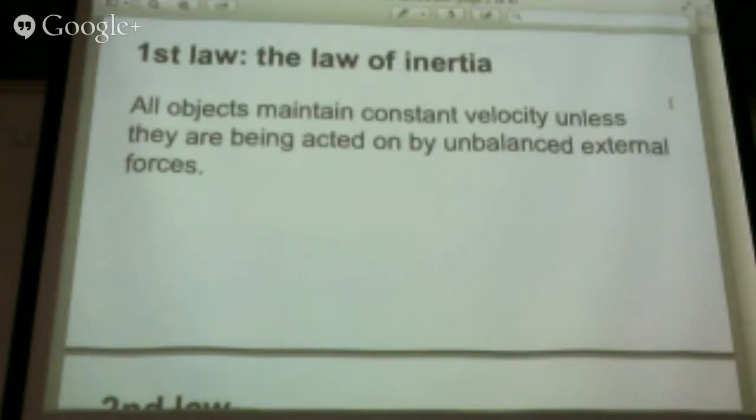External means from outside of whatever we've defined our system to be. Our system doesn't move unless it has an unbalanced external force. So systems could be collections of objects as we would typically think of them. So like you and I were all standing on the Earth. It doesn't really make a lot of sense if we're talking about our orbital motion to distinguish us from the Earth. We're pretty much moving the same way the Earth does. It's a good idea to treat us just as part of the Earth.